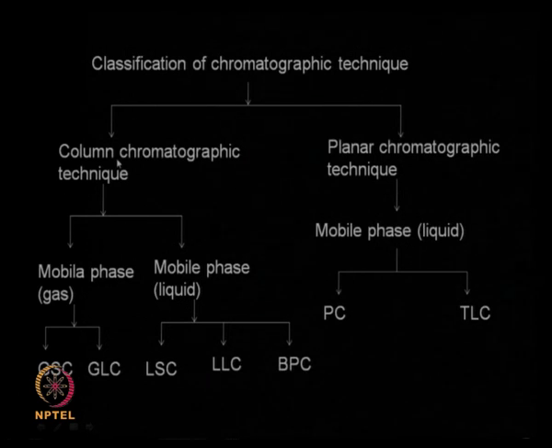If you look at the column chromatography, which uses a column, there is a mobile phase, there is a stationary phase. The mobile phase can be a gas, or you can have a liquid. So in the gas you can have a gas solid chromatography or a gas liquid chromatography, and similarly in the mobile phase you can have liquids, so you can have a liquid solid, liquid liquid and so on. So different types of chromatographies are possible.